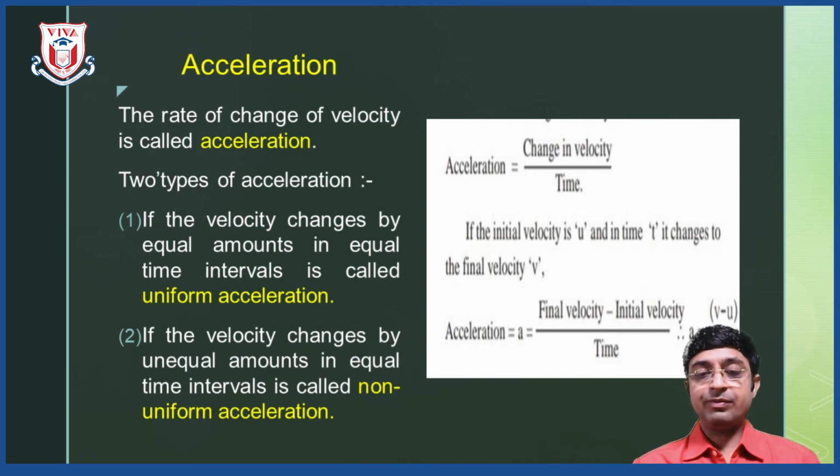CGS unit of acceleration: substitute the CGS unit of velocity and time. So centimeter per second, that is the CGS unit of velocity, and again substitute the unit of time, that is a second. So centimeter per second again upon second, so two times upon second, so centimeter per second square, that is the CGS unit of acceleration.